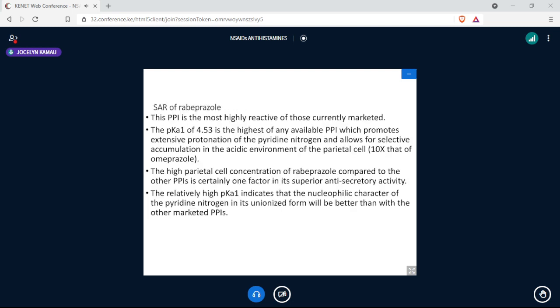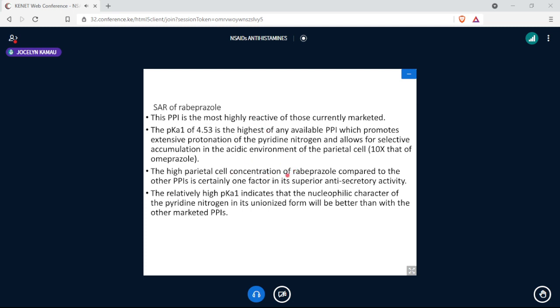Okay, the last one, rabeprazole. This PPI is the most highly reactive of those currently marketed. It will have the highest pKa1 of any available, and when it has a very high pKa1, we understand now what happens. The high parietal cell concentration of rabeprazole compared to the other PPIs is certainly one factor in its superior anti-secretory activity. Once it has a high pKa1, it will be protonated very quickly, and therefore you will retain very high concentrations within parietal cells. Also, the concentration of the non-protonated pyridyl will be high. It also has a high nucleophilicity, high attack, and that will explain the reason.